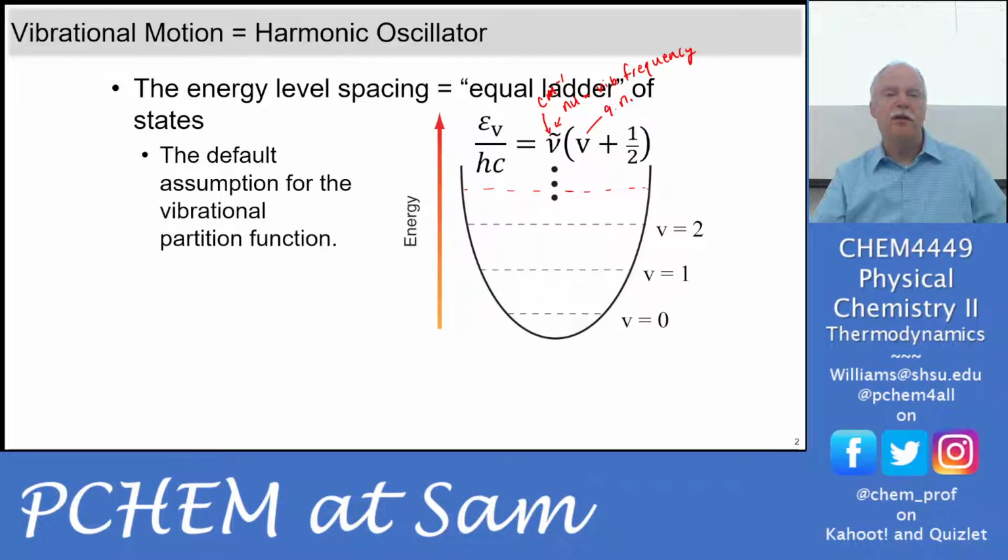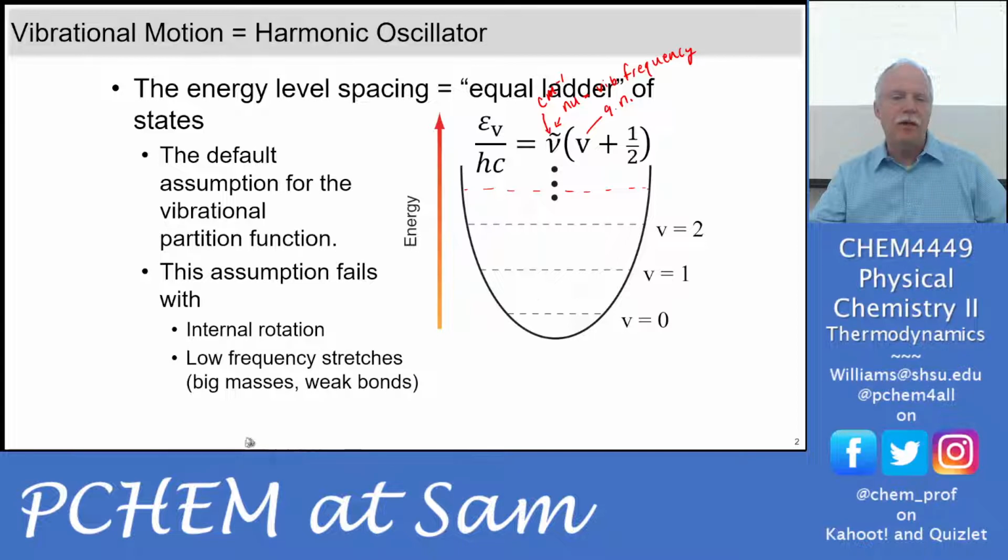So this is the default assumption for the vibrational partition function. We're not taking into account anharmonicity. We could add that in, but we don't in this particular part of the course. We just go with the straight harmonic oscillator energy equation. And this is the situation: if we don't have those anharmonicity constants, then this assumption fails a little bit.